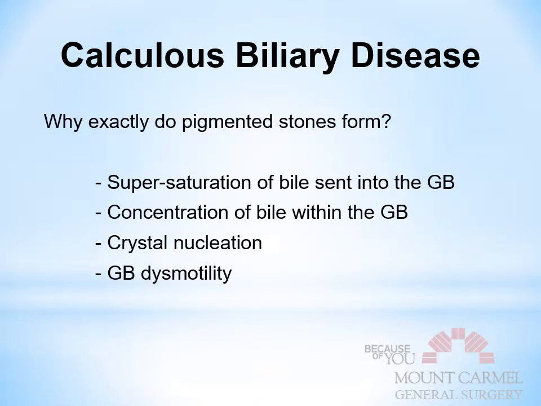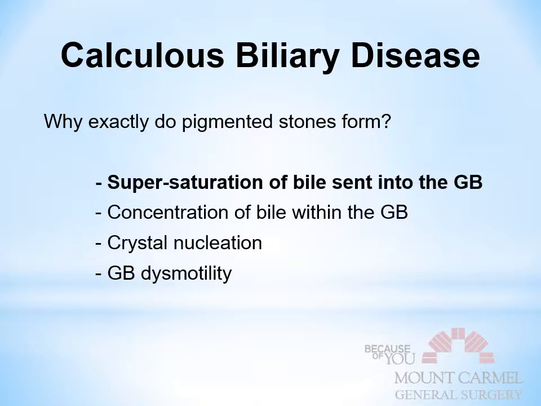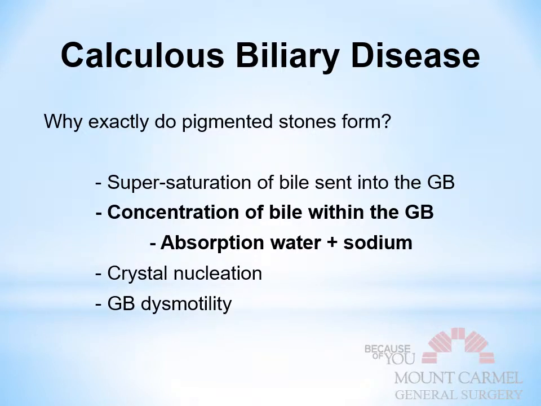Why exactly do these pigmented stones form? So these are four predominant theories, or maybe coinciding theories. We'll talk about each one in kind. So first is the supersaturation of bile sent into the gallbladder. That bile is actually sent into the gallbladder, and it's currently moving around, and so the solutes can just keep twirling around inside the fluid, and as it's sent to the gallbladder, all of a sudden it encounters stasis, and so they just kind of settle out.